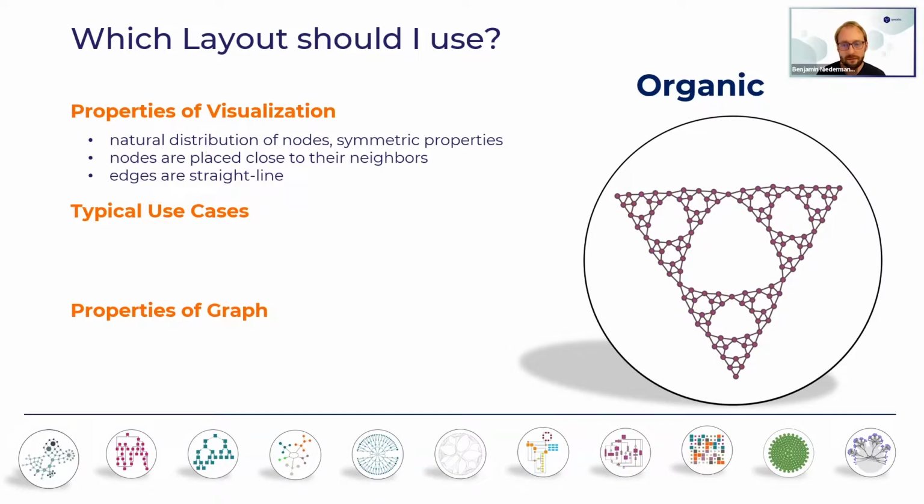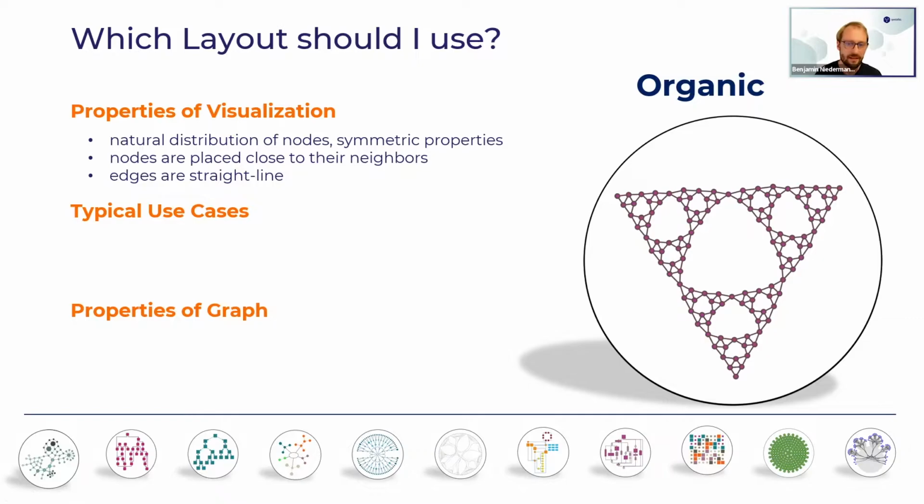So a typical property for the visualization is that the nodes are distributed in a natural way, and symmetric properties are also emphasized. So for example, here you can basically see that the neighbors of one node are placed very closely to that node. And further, what you also can see is that the edges are straight lines. So basically this means that there's no special edge routing between the nodes, but only simple straight lines are used.